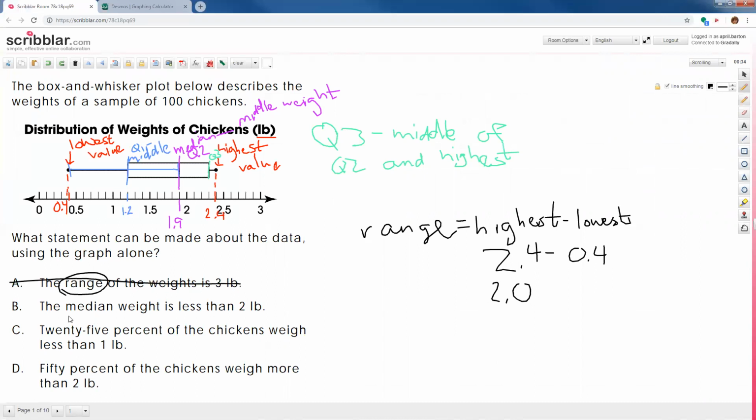So then another definition, the median weight is less than 2 pounds. The median was a very specific line on that box and whisker plot, which we labeled. It's the very middle line of the box. 1.9. So is that less than 2 pounds? Yes. So the second one is our answer.